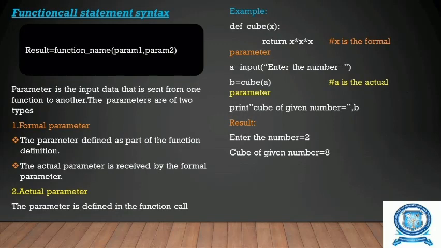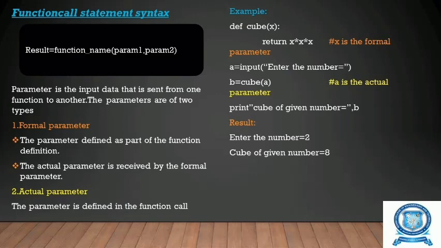Now let us see about the function call statement. The syntax of that is: result is equal to function name, with some parameters inside. The parameter is the input data that is sent from one function to another. Parameters are of two types, formal parameter and actual parameter.